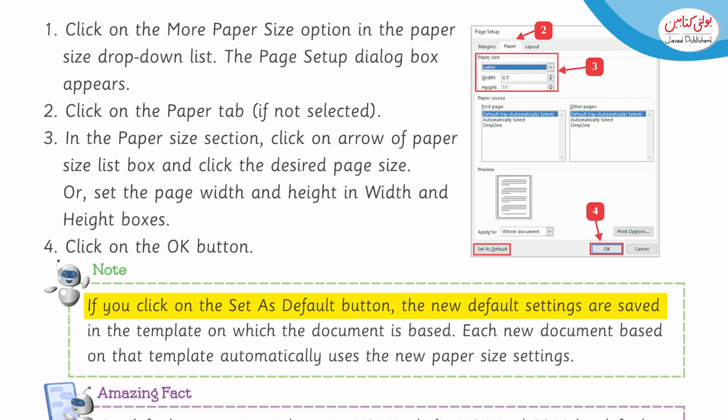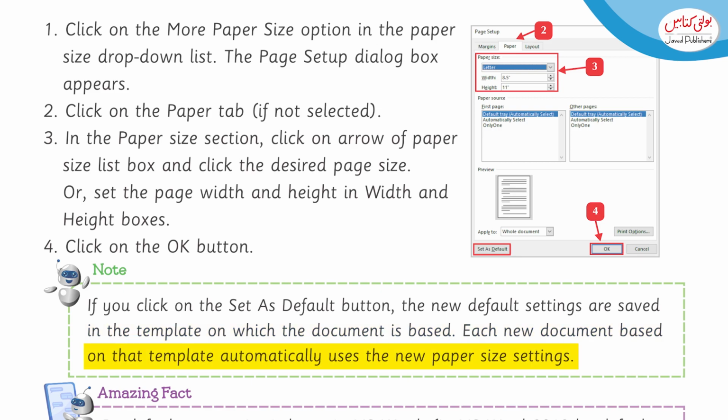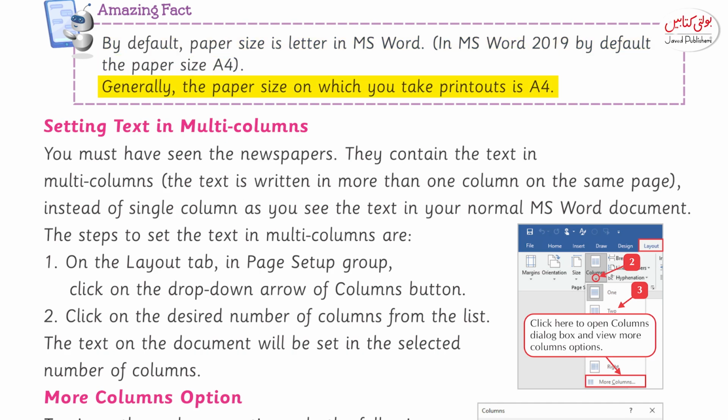If you click on the Set as Default button, the new default settings are saved in the template on which the document is based. Each new document based on that template automatically uses the new paper size setting. By default, paper size is letter in MS Word. In MS Word 2019, by default the paper size is A4. Generally, the paper size on which you take printouts is A4.